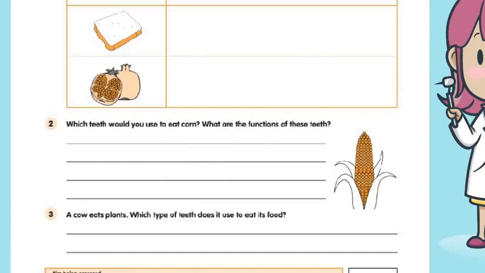Next question, a cow eats plants. Which type of teeth does it use to eat its food? To eat plants, which type of teeth is used? Yes, you are right. Incisors are used to bite the food and molars are used to chew. So, cow uses its incisors to bite food and molars to chew.